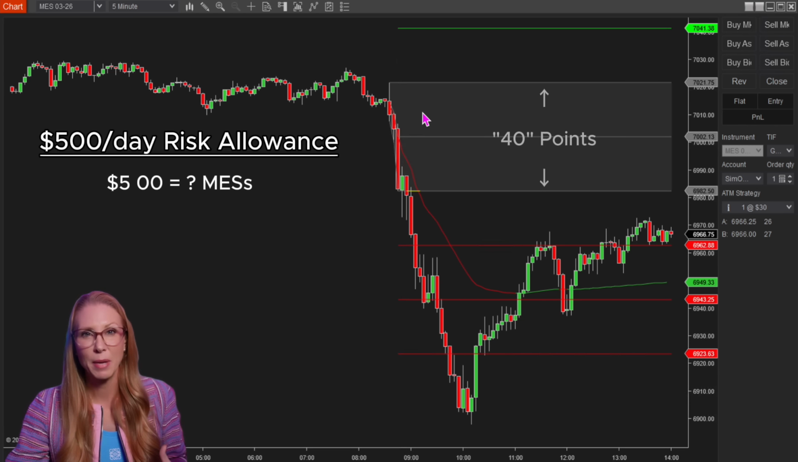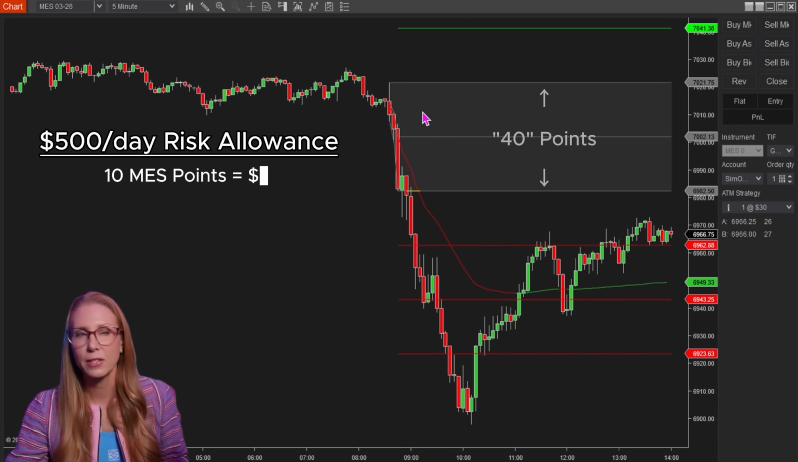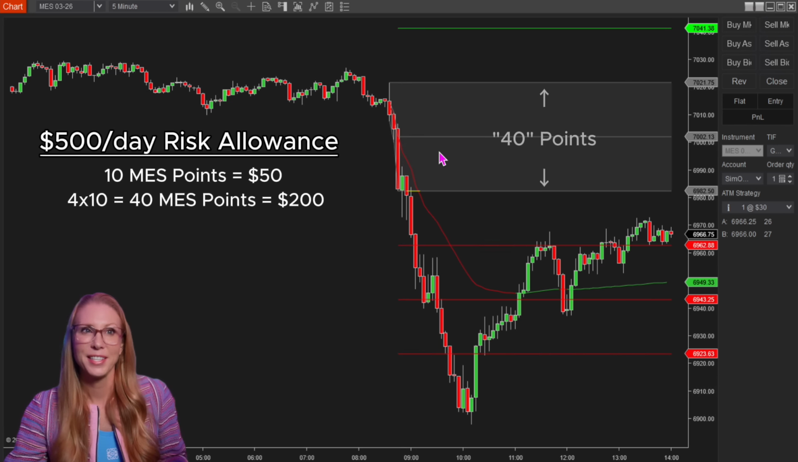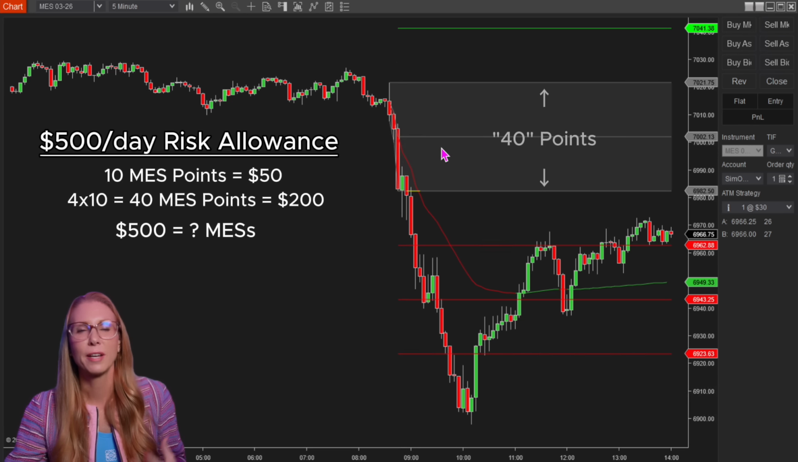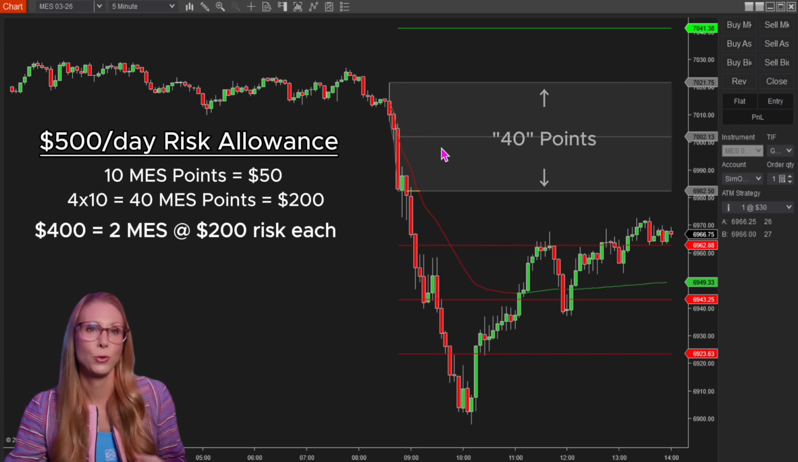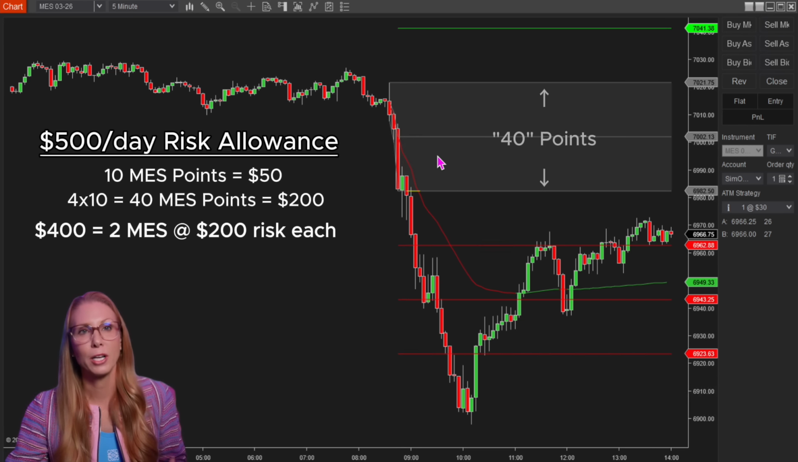Now, the way I think about this is with the MES micros, every 10 points is worth $50. So this is a 40-point range. That's 4 10s, 4 50s. It's a $200 range per contract. So if I'm allowing $500 of risk per trade, then I can take 2 contracts and still be within my trading plan of risking up to $500 per trade. Now, I told you we're using micros, and that's really important. I know we want to trade the minis.